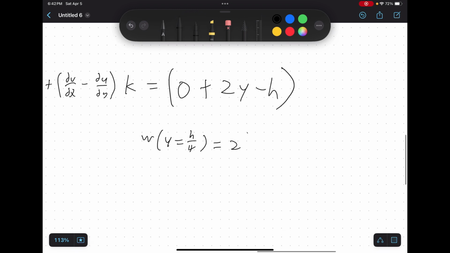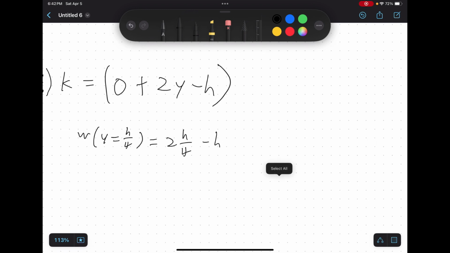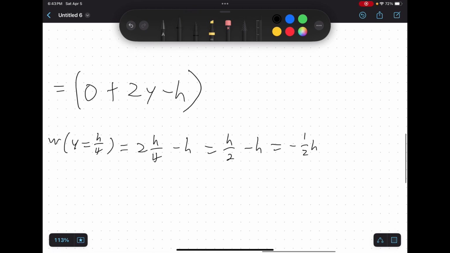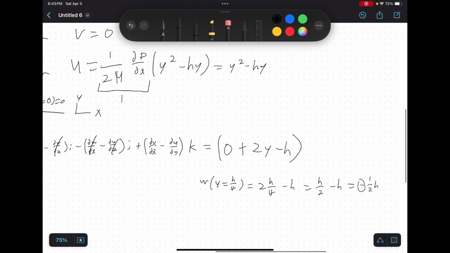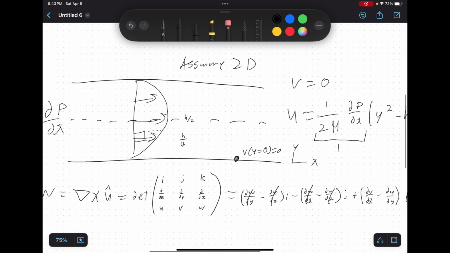W equals 2h over 4 minus h. And that would be h over 2 minus h, which equals negative 1/2 h. Magnitude doesn't matter. The fact that it's negative matters. So what does that mean?